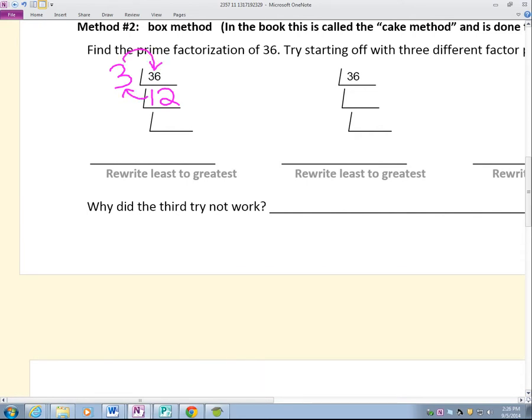Don't write those arrows. You don't need the arrows. That's okay, too late, I should have told you. All right, 3 times 12.